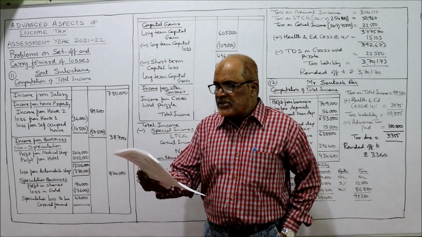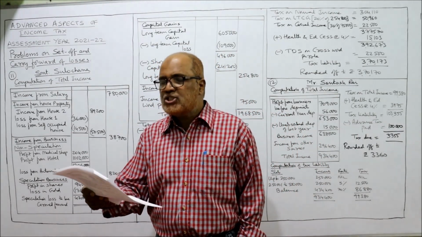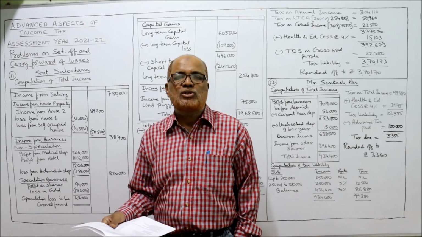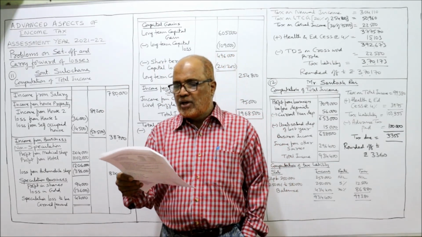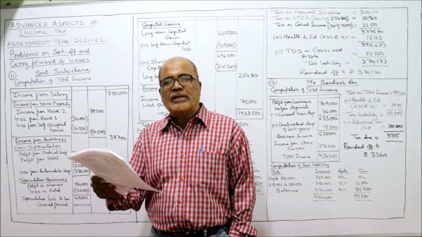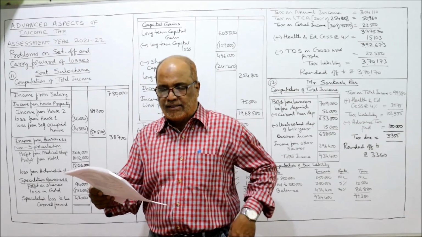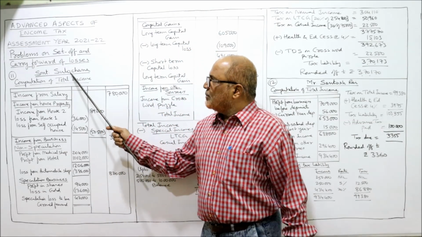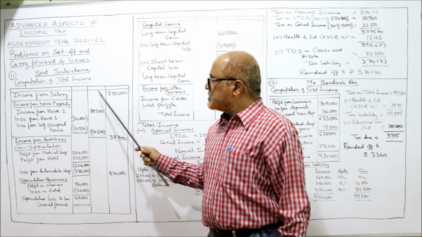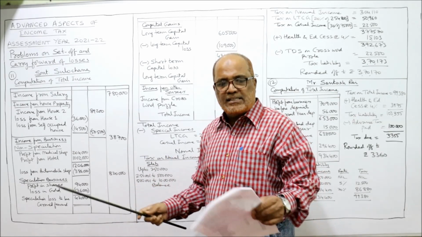The following are the particulars of income of Srimati Sulochana, age 42 years. That means non-senior citizen, 2,50,000 basic exemption. For the year ending 31st March, compute total income and tax liability. So first of all, income from salary. Srimati Sulochana, computation of total income. Income from salary 7,80,000, as it is given.